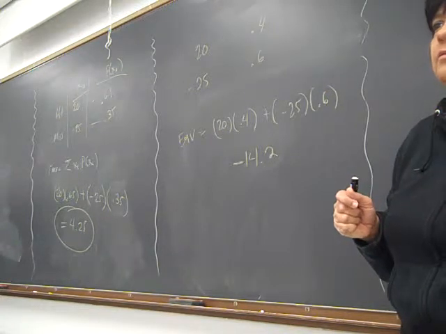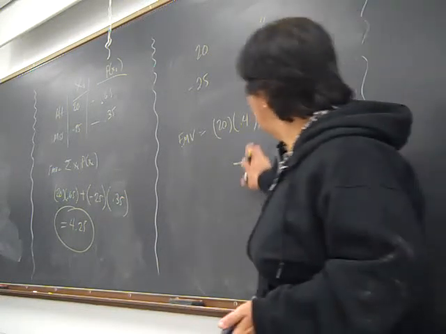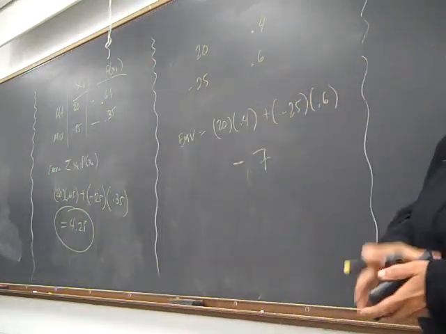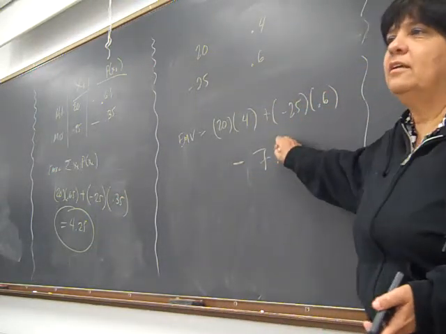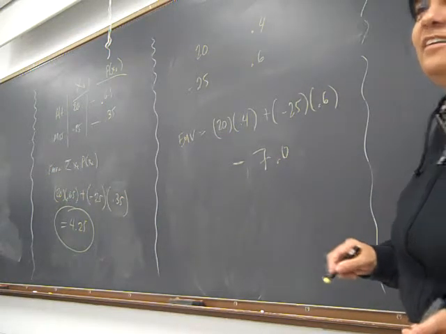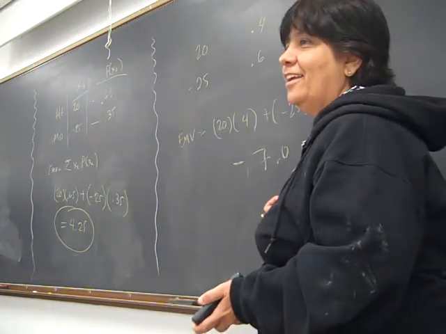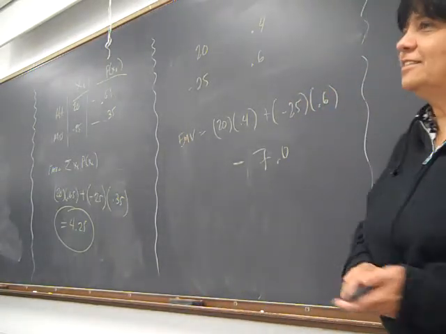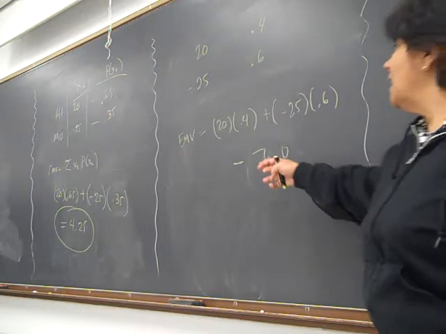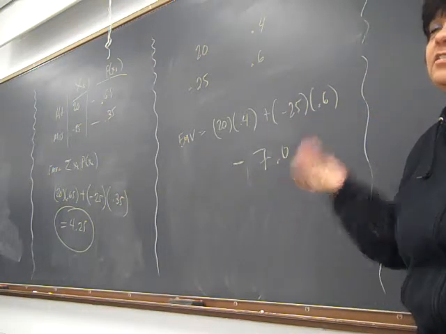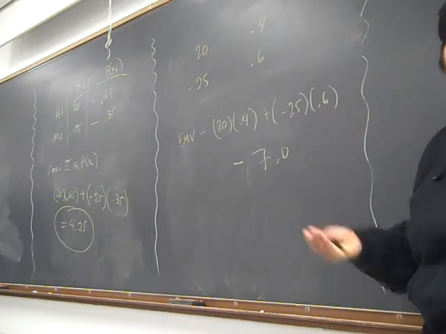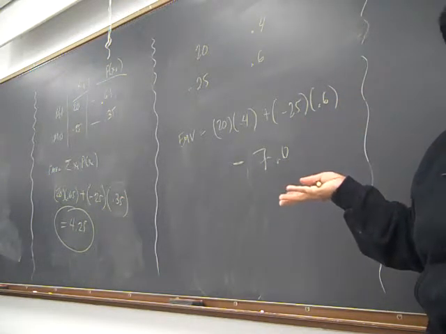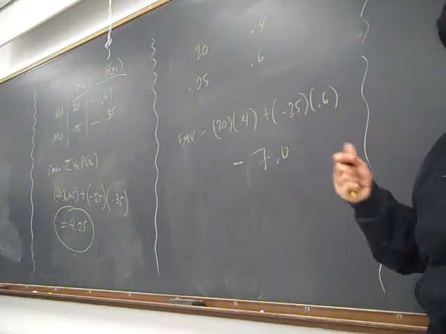Okay, I put 0.04 instead of 0.4. Don't worry. So it's a negative $7. When you have a negative number like this, you shouldn't engage in this kind of betting.